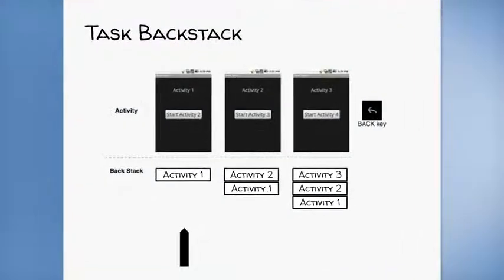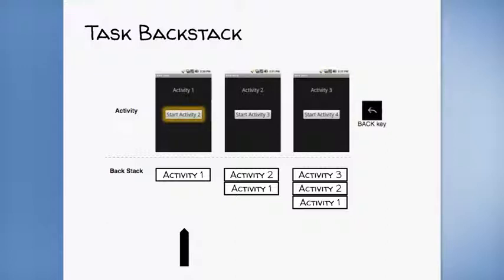Now, this graphic represents an activity that's running on a device and depicts the state of the task backstack while the application is running. The black pointer at the bottom indicates the current snapshot. Now, when this application is first launched, it starts up activity 1, which is then pushed onto the top of the task backstack as the root of the current task. Now, as you can see, activity 1 has a single button labeled Start Activity 2. So the idea here is that if the user presses this button, activity 2 will start.